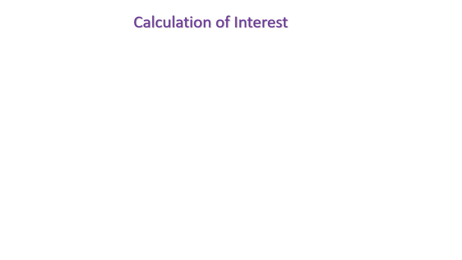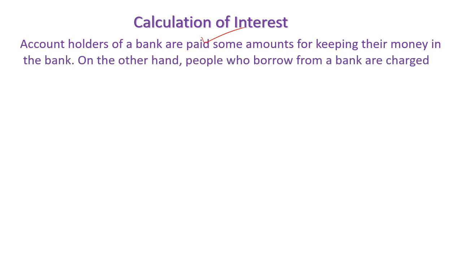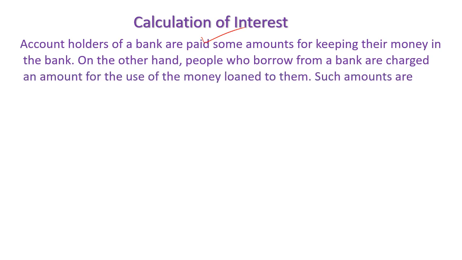Then how is this interest calculated? Calculation of interest is the next topic. An account holder of a bank is paid some amount for keeping the money in the bank. On the other hand, people who borrow from the bank are charged an amount for the use of money loaned to them. Such an amount is called interest.